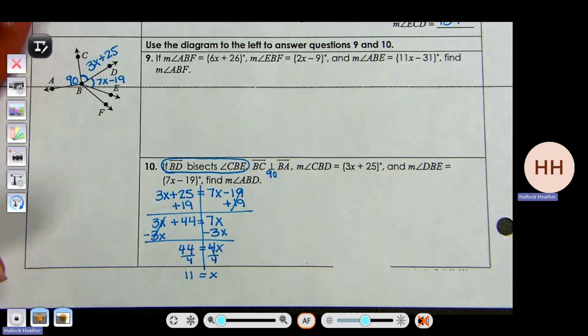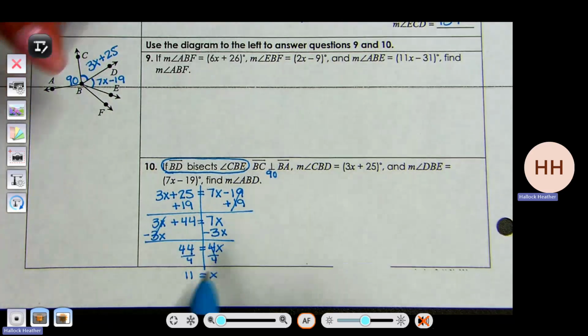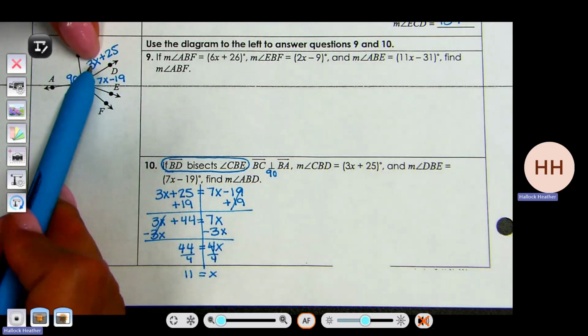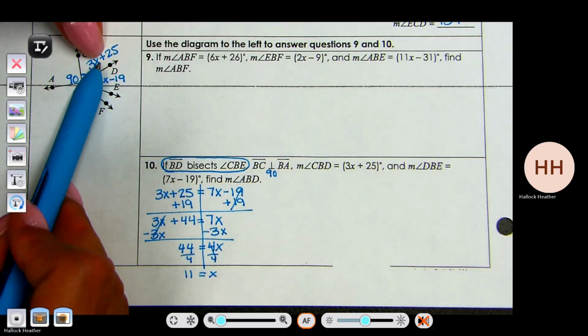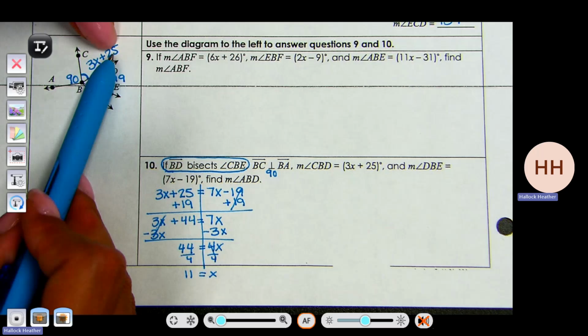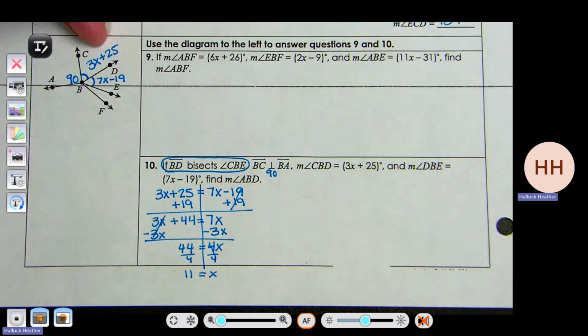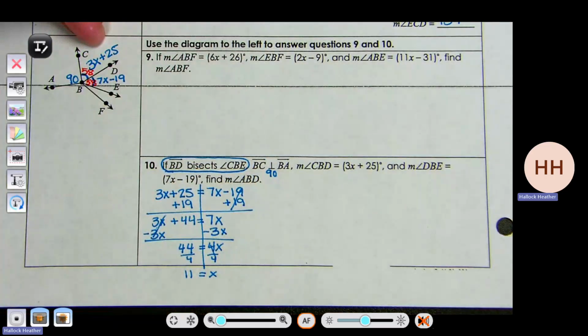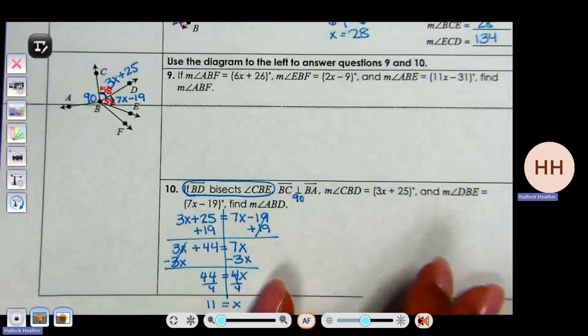Just like all the other problems, we're going to take this and plug it back in, because it's going to help us find what we need next. So if x is 11, we're doing 3 times 11, and I'm adding 25. How much in total is that? 58. So this angle is 58. That means this one's also 58, because they're equal to each other since it was bisecting it. It's cutting it in half. They're equal to each other.